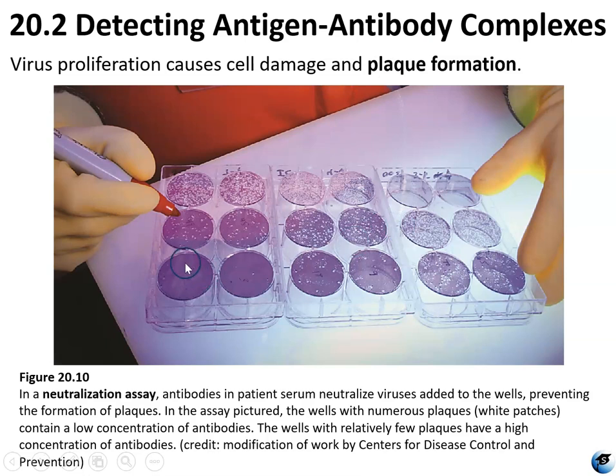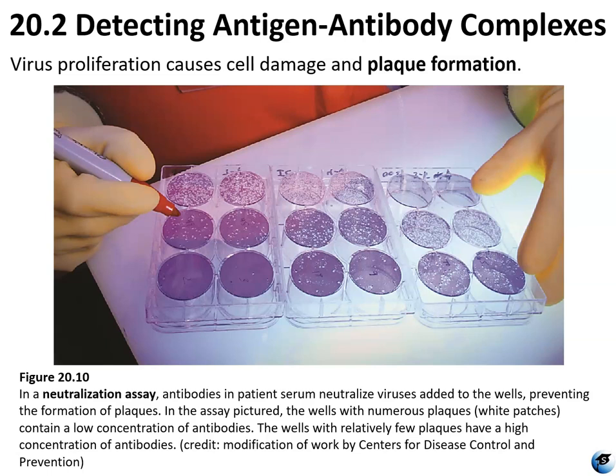Okay, so these things here that you see that are purple, that is, well, not necessarily bacterial, but a cell line. The purple is the viable cells that have been dyed, usually with crystal violet dye. And then the white is where the cells are not there. The plaques are the absence of cells.